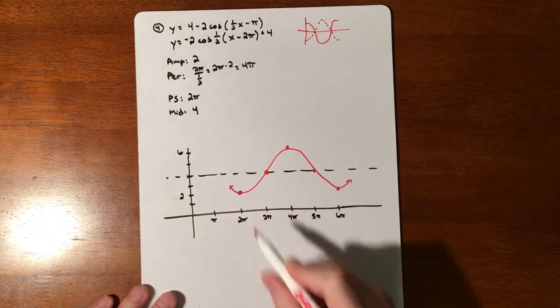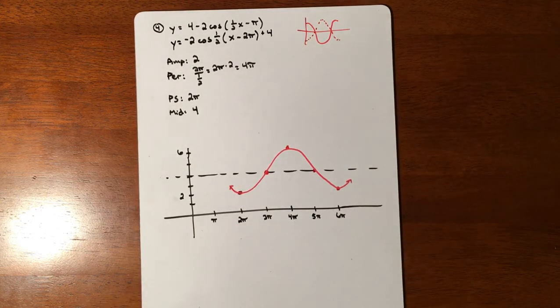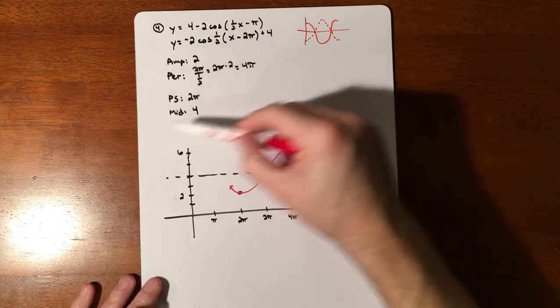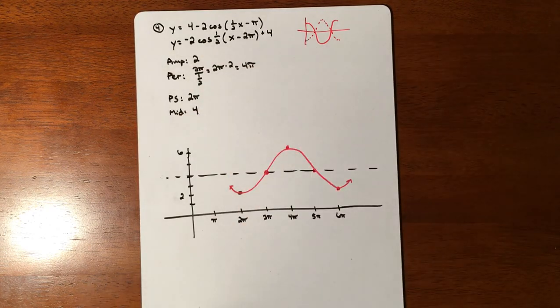And that is our graph. Okay, and that is one full cycle with all the different transformations and translations going on. All right, that's it. Thanks.